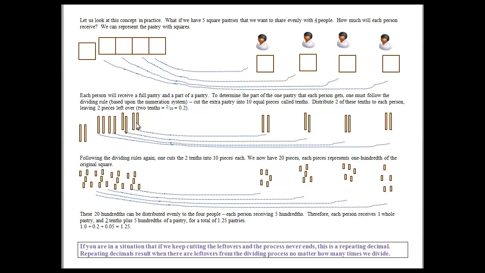Each piece again represents 1/10, and so we have 2/10 left over because we gave each of these people 2/10. Well, following the dividing rules again, we have to cut the 2/10 into 10 pieces each. That's going to give us 20 pieces. So now we have 20 pieces.